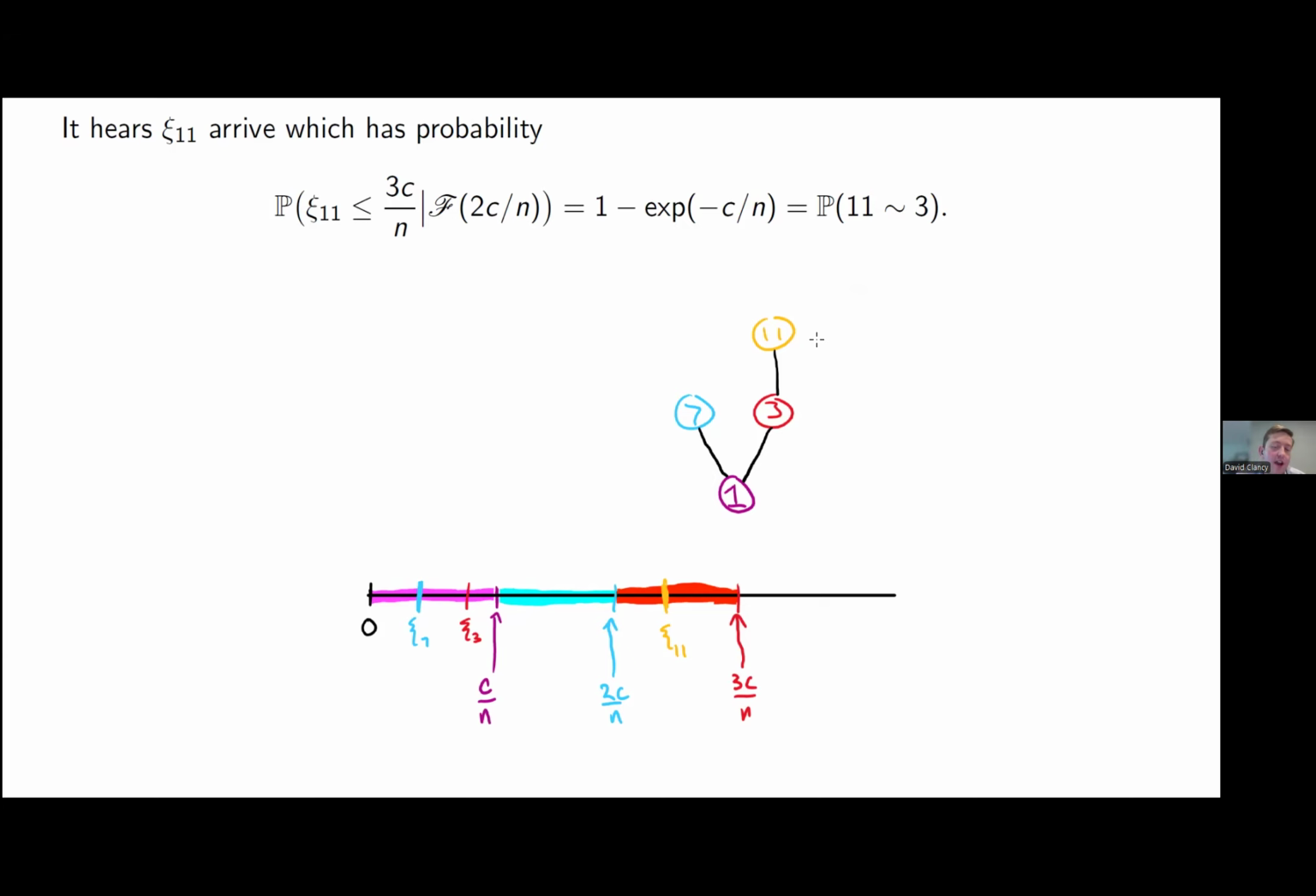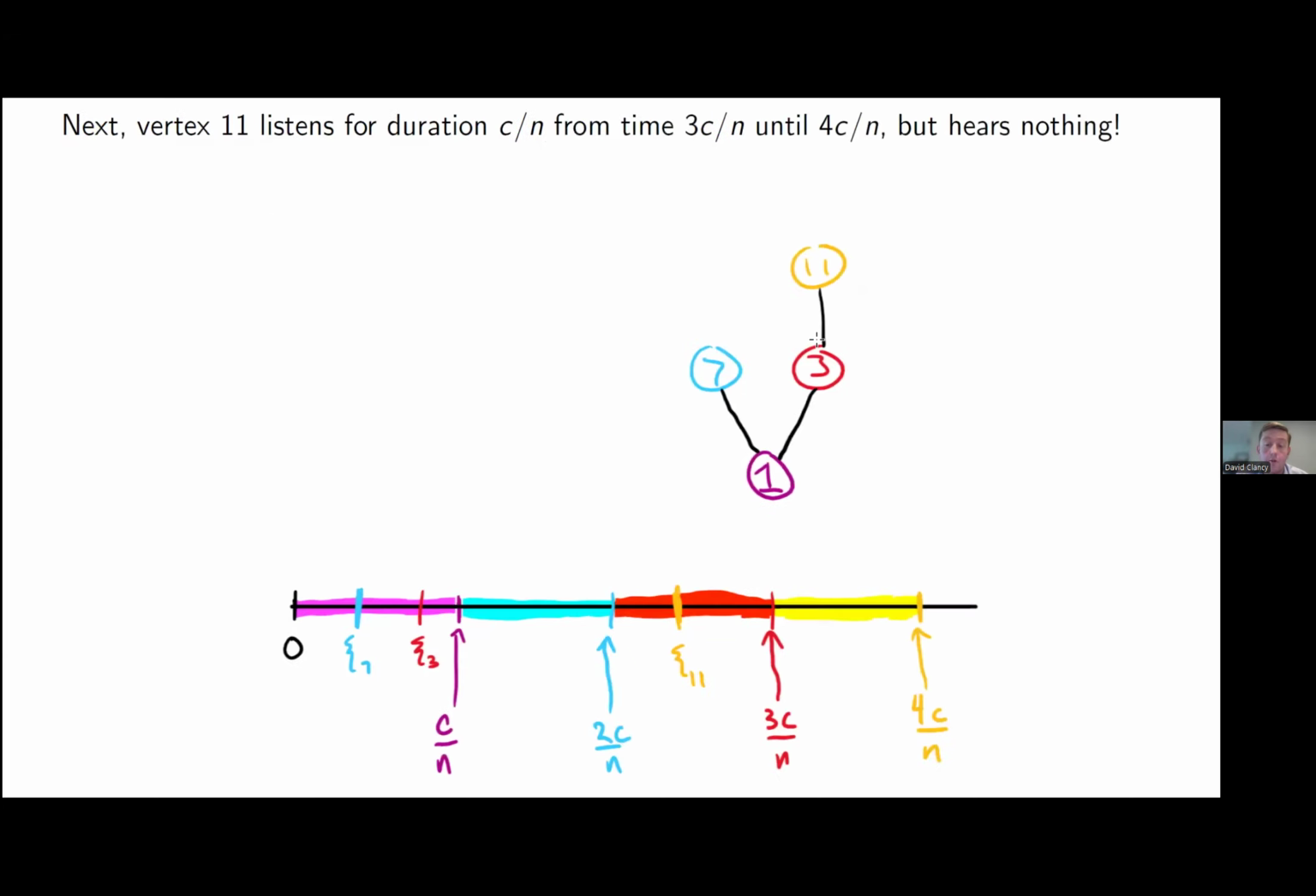So far, I've kind of described this process. Oh, sorry. Once vertex 11 appears, vertex 11 now has to listen for duration c over n. So this vertex would listen from time 3c over n to 4c over n. And in this toy example, vertex 11 doesn't hear any neighbors arrive.